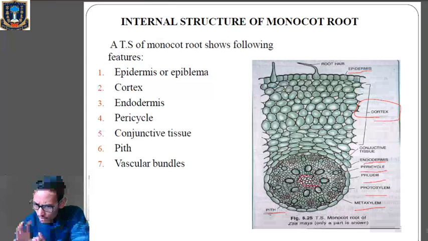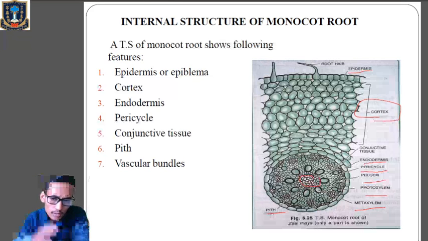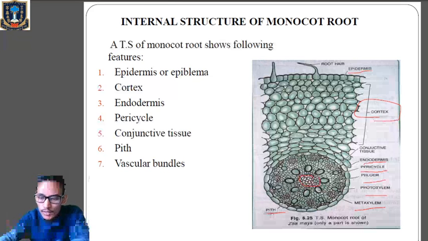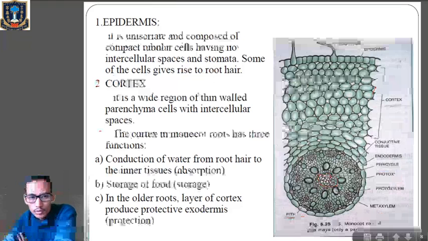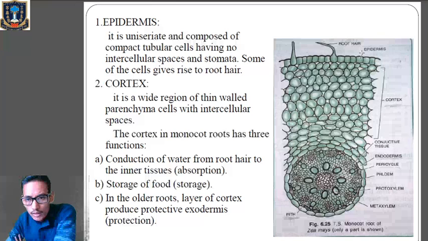So the structure seems to be different between the dicot root and the monocot root. We have just finished the dicot root. Now we will see the monocot root. Okay, let's go. First, the outer part, we will find the epidermis.